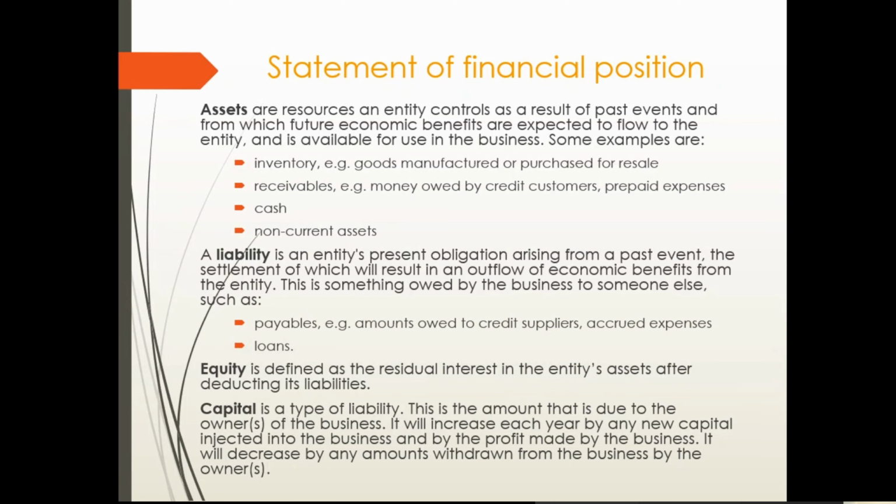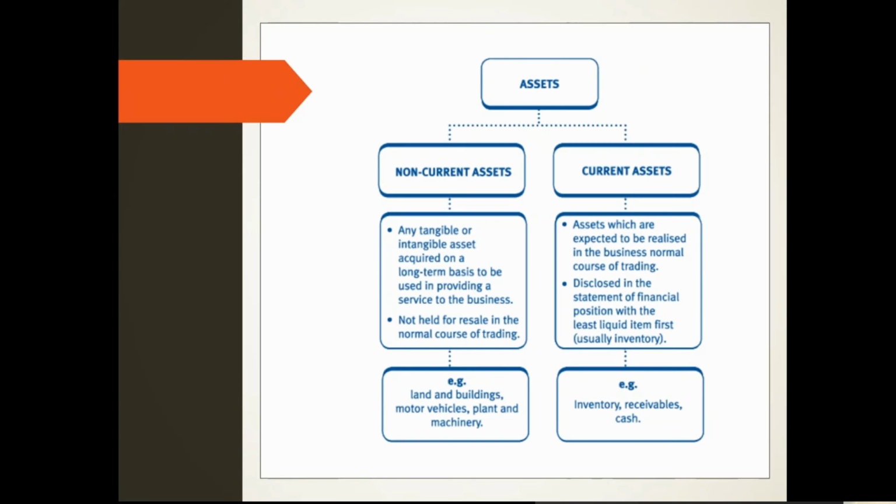As an example, the inventory. We have the liabilities, what we owe to others. We have current and non-current. The non-current is long-term loans. The current is short-term loans. We have the equity, which we mentioned is what we owe to the owners. And under the equity, we have the capital, a type of liability that is what we owe to the owners. It will increase each year by any new capital injected into the business and the profit made by the business, and it will be decreased by any amount withdrawn from the business or any loss.